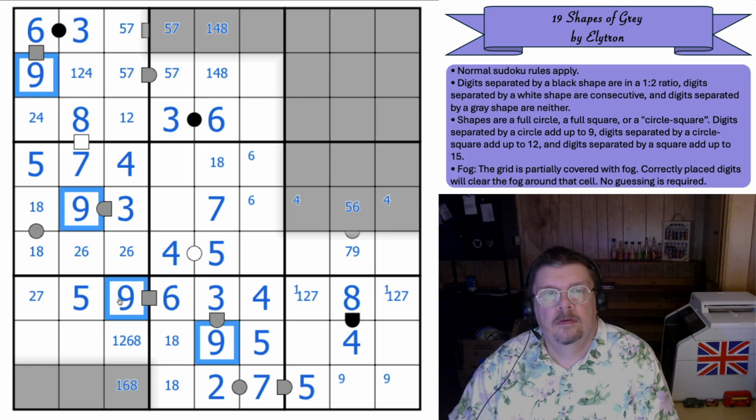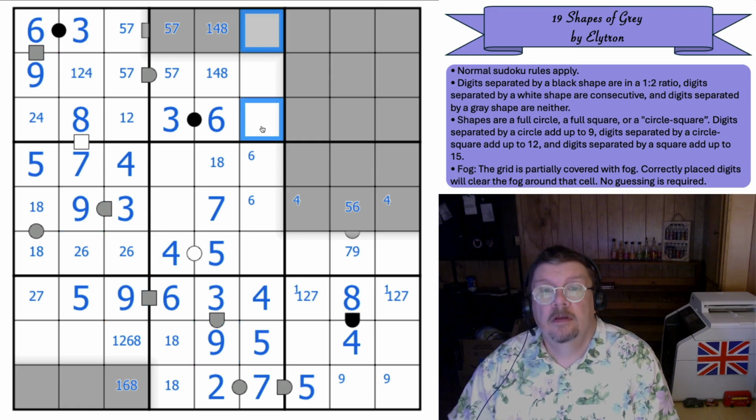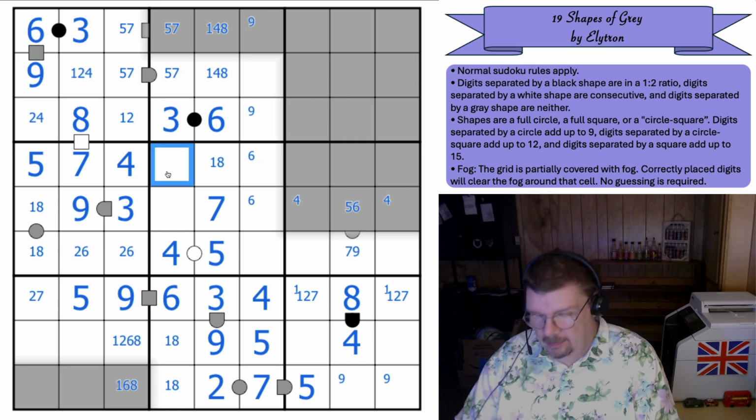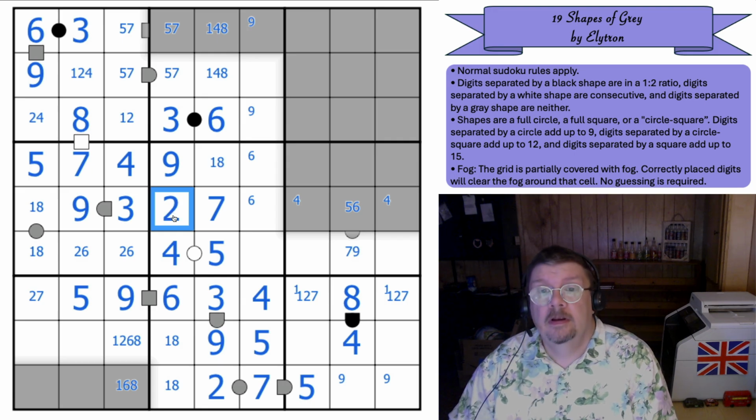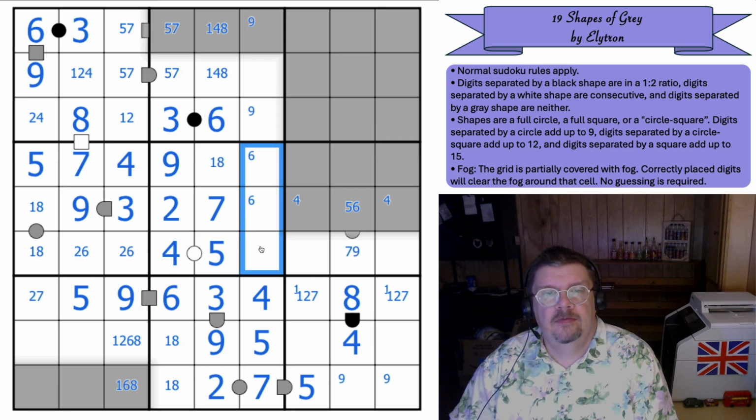Nines. Okay, well, I have a 9 in one of those two, and that makes that 9. So this must be a known digit. That must be a 6. No, that's a 2. All right, that's a 2. So these are 3, 6, 1, and 8.